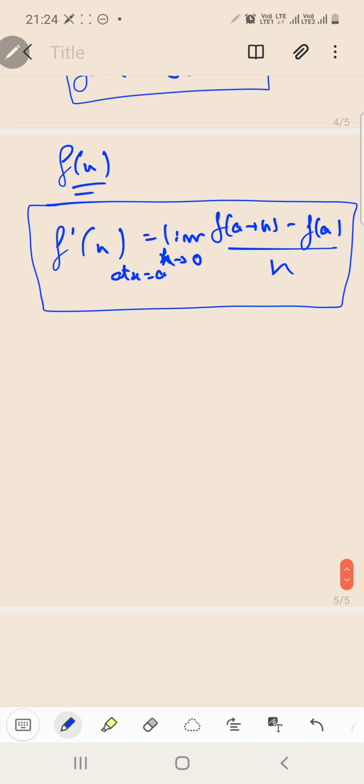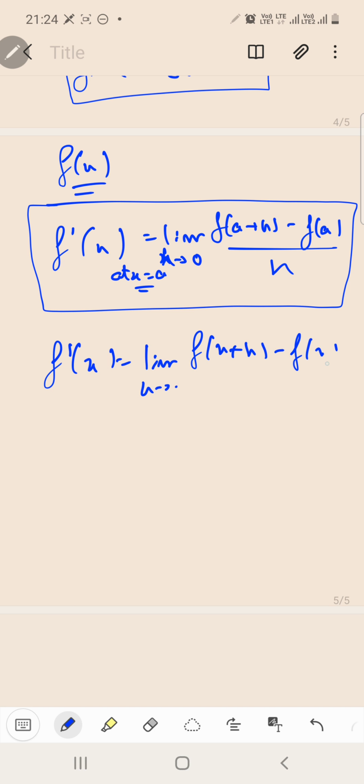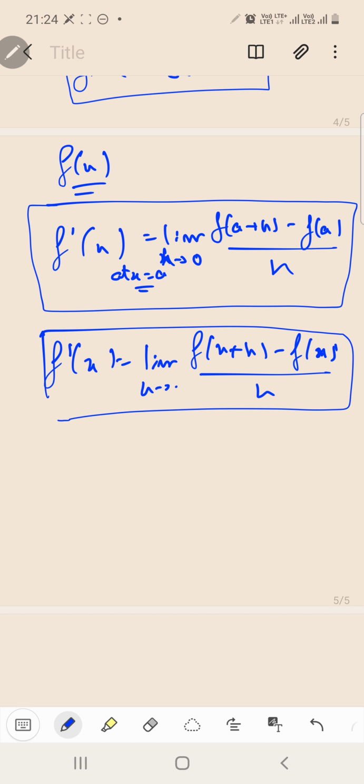Now we generally don't mention the point at which we are finding the derivative, so generally you can write that f dash x is equal to limit h tends to 0 of f of x plus h minus f of x over h. This basically denotes that you can find the derivative at all possible x values. Got it guys?